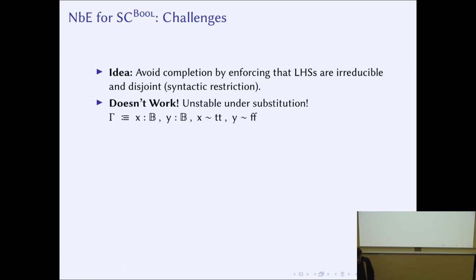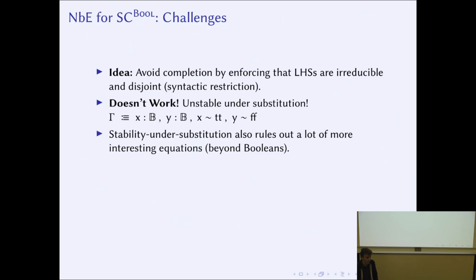So a nice invariant we might try to make sure of is that all the left-hand sides are stuck, so we can't compute with them any further, and also that they're disjoint. So for example, in this context gamma, we have two equations, but because the left-hand sides are disjoint, they're two different Boolean variables, we know that we can't get any definitional inconsistency here at least. However, the problem with trying to enforce this restriction is that it's unstable under substitution, and this means essentially you end up breaking subject reduction if you commit to something like this. Essentially, if I substitute y for x here, then I have an equation x equals true and an equation x equals false, right? And we're back to an inconsistency. So we need stability under substitution.